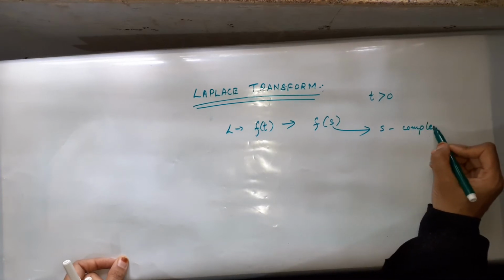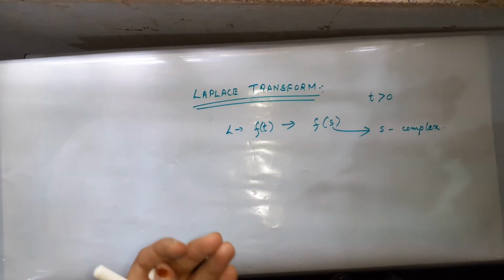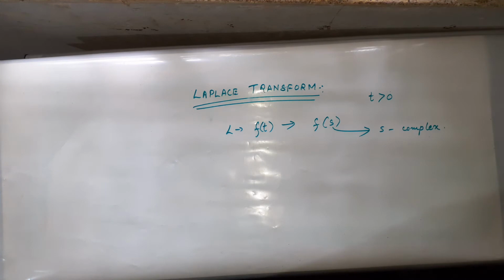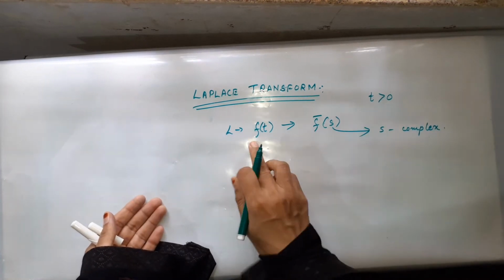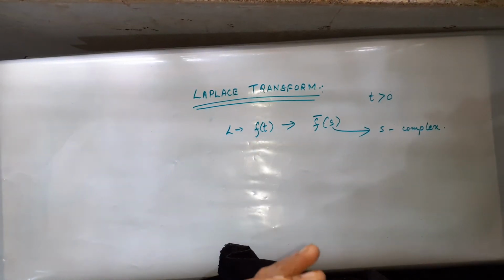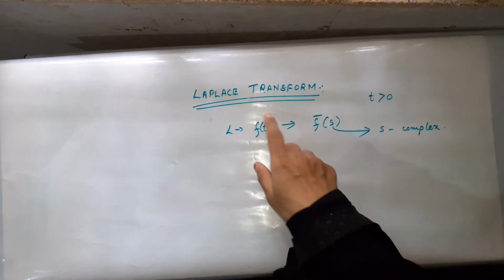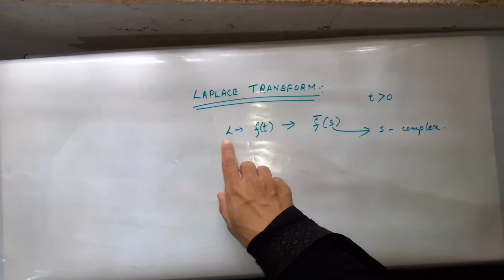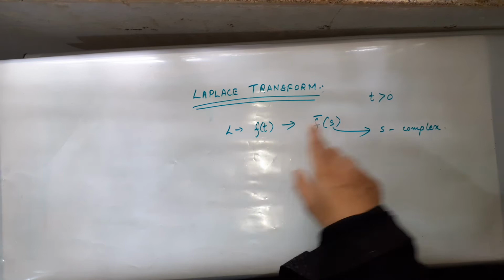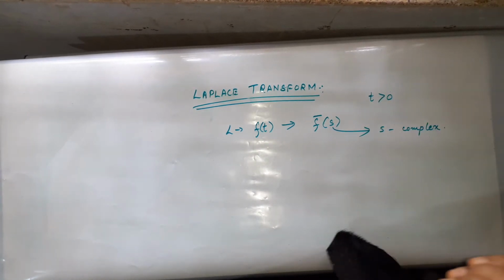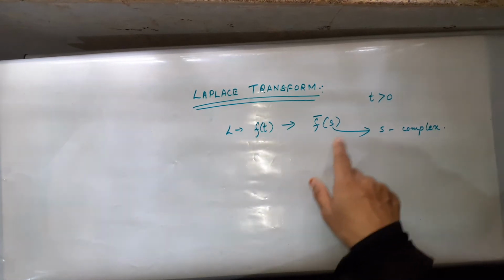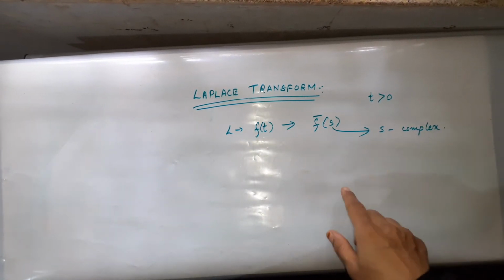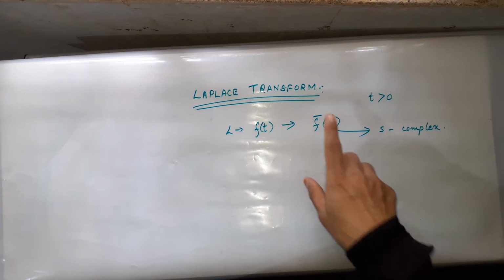It transforms a function to a function of a complex variable. I would like to denote this by f bar of s. The same f, it shouldn't be a problem for you. So there is one basic function f of t, which is a real valued function defined for all t greater than 0. Then I apply Laplace transform to this, and I get a function which is a complex valued function, say f bar of s.